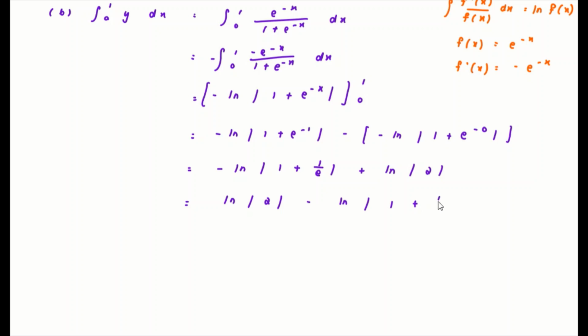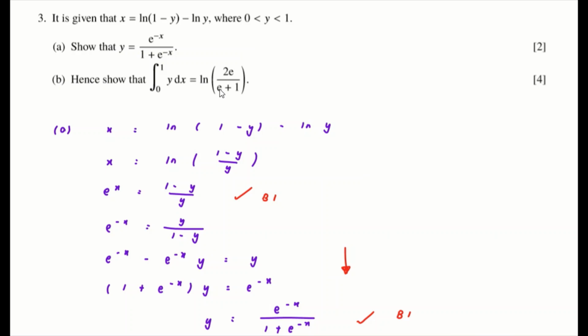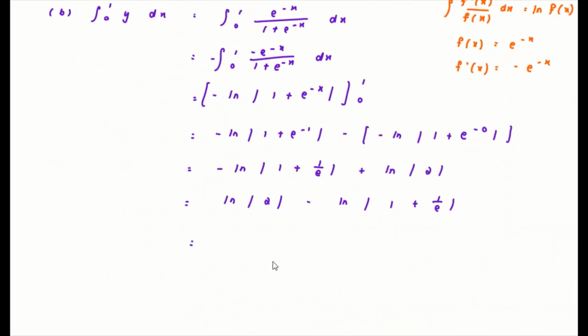So now let's do our combination, because what you need to prove is only in one ln, right? So we have the ln here. So ln 2 over 1 plus 1 over e. So simplify that. So we have 2 over e plus 1 over e. So we need to bring the e going up. So which means you will get ln 2e over e plus 1. Okay, so this is how you prove and you get your last answer.